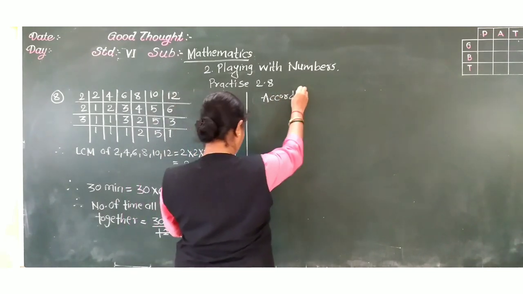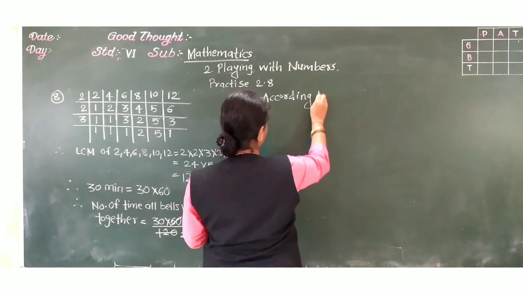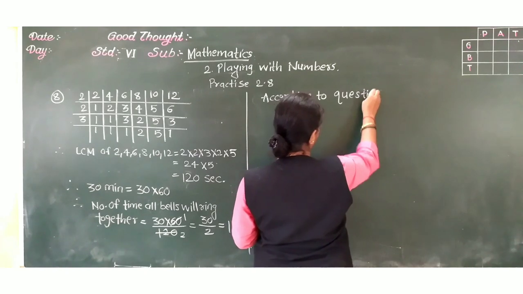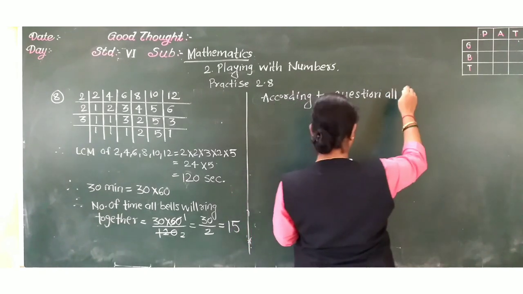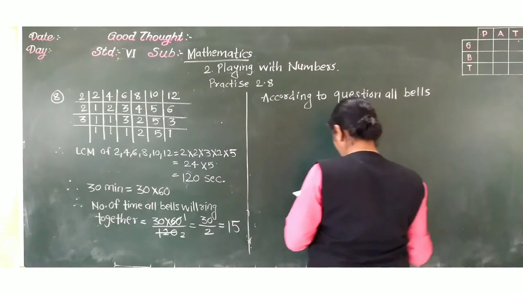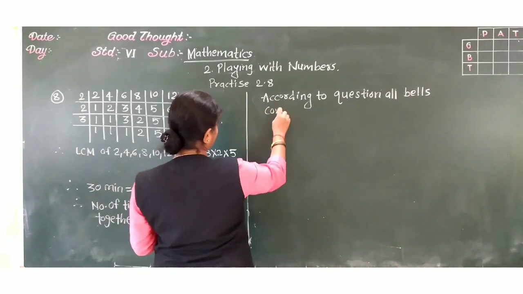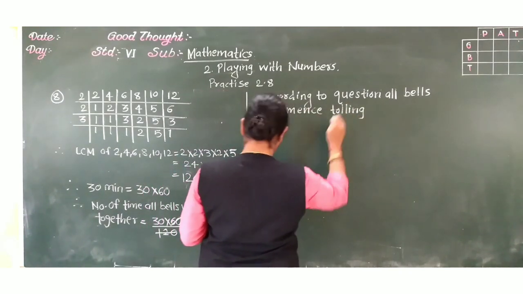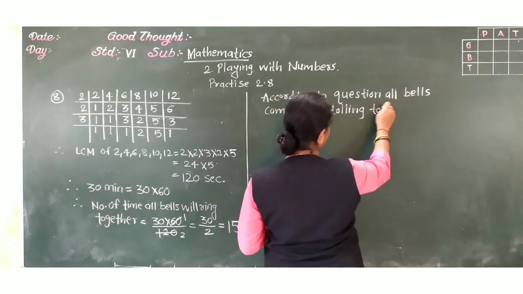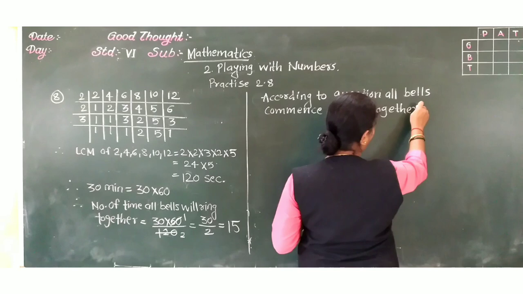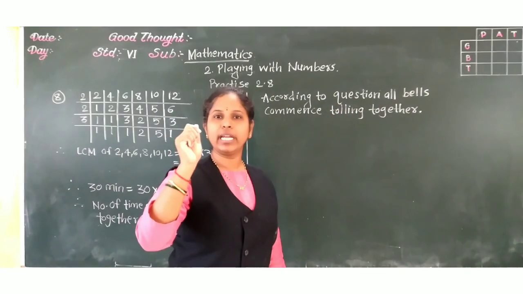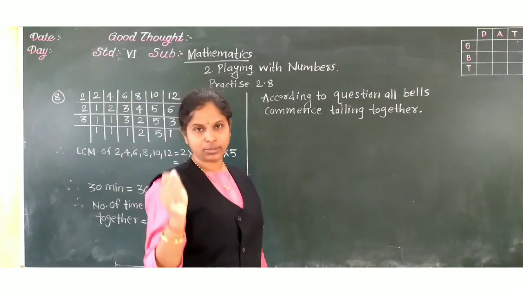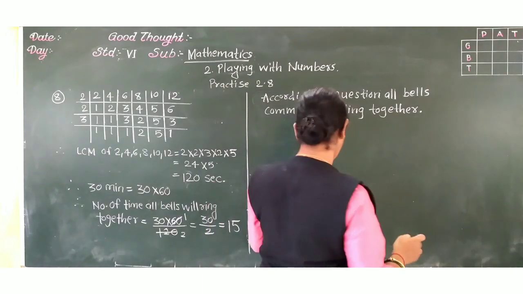According to the question, all bells commence tolling together. Commence tolling together means what? They started ringing together. Okay, to toll, to make them ring. So they start together according to the question.